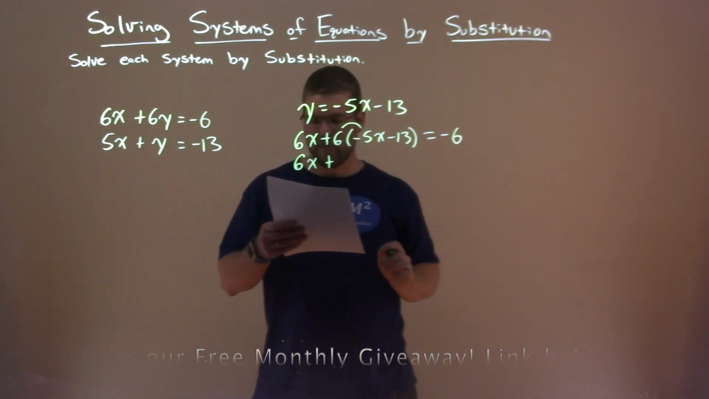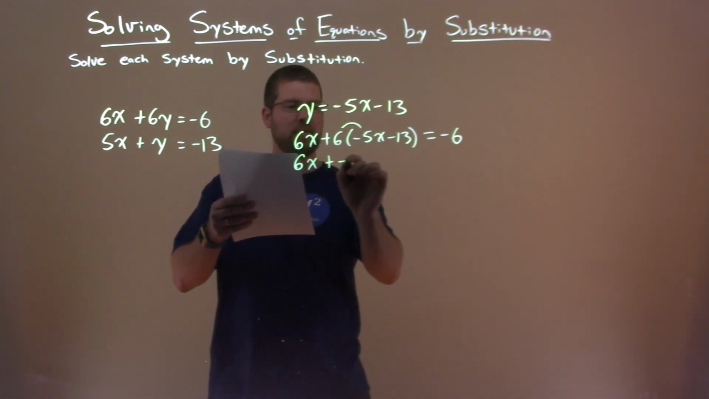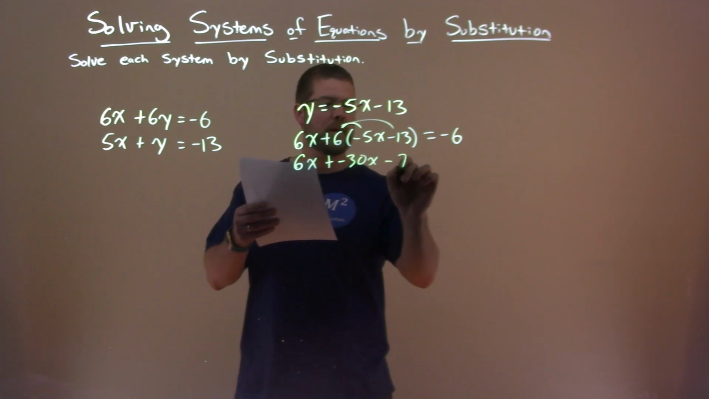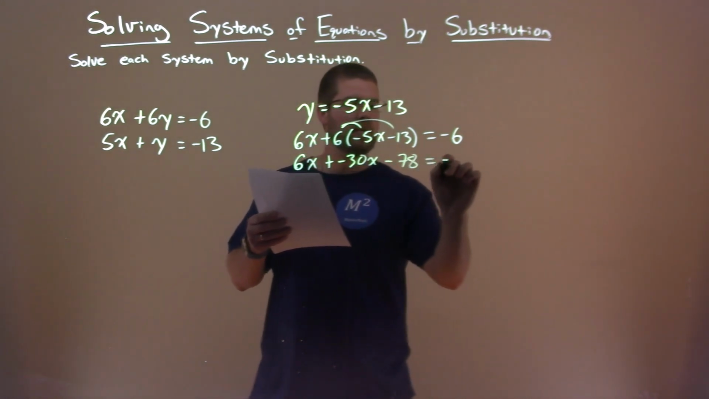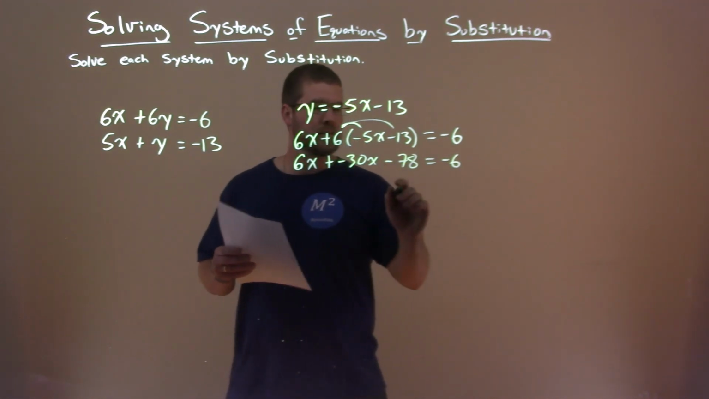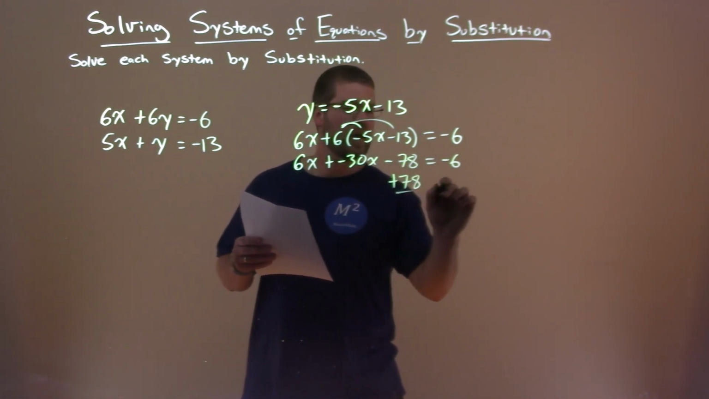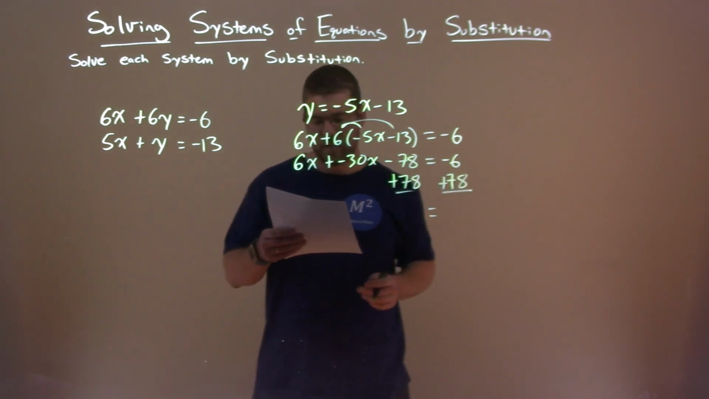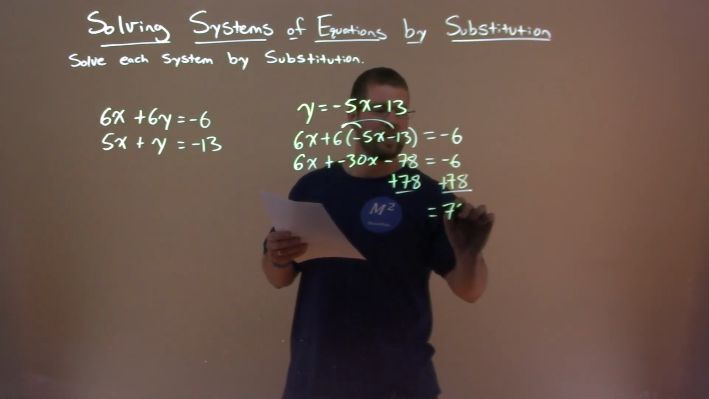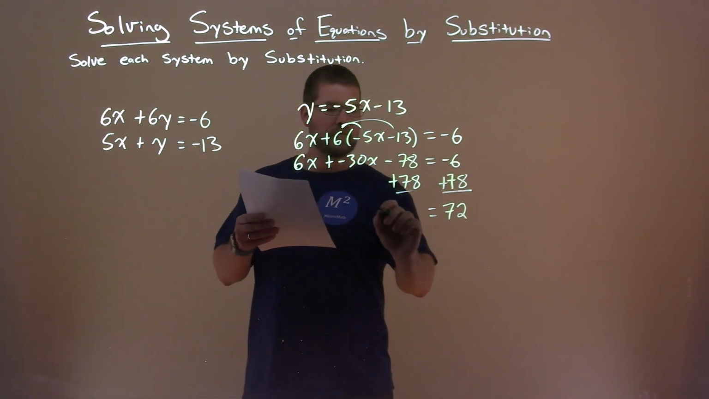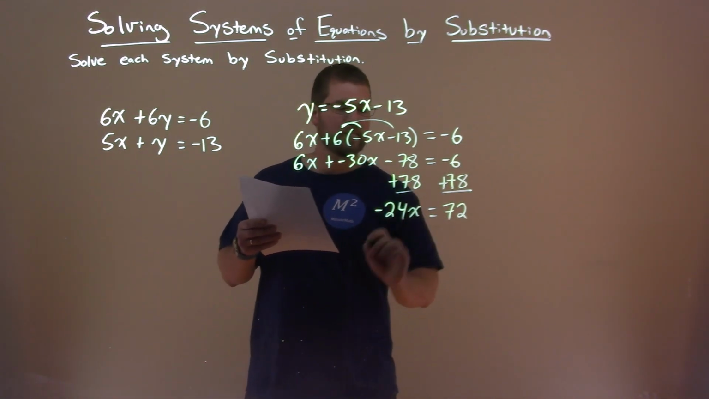6 times a negative 5x is a minus 30x. 6 times a minus 13 is a minus 78. And that equals a minus 6. From there, we want to combine our like terms. We add a 78 to both sides here. And negative 6 plus 78 is a 72. Here, 6x plus a negative 30x is a minus 24x.